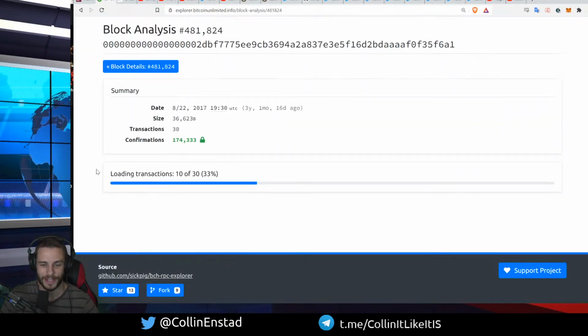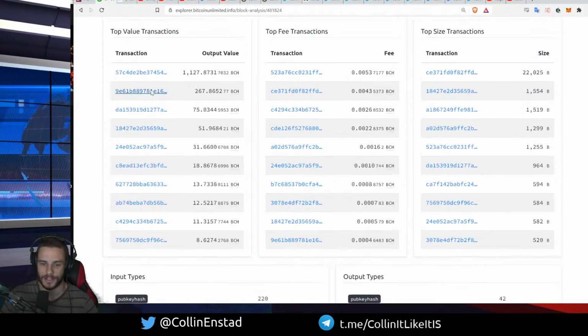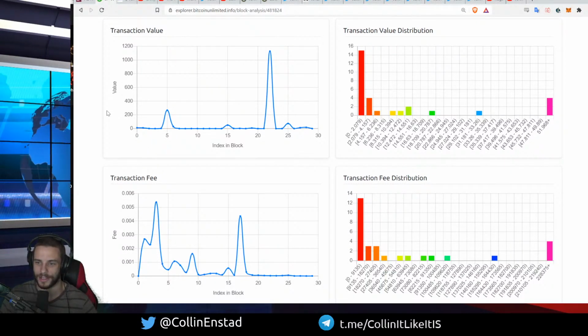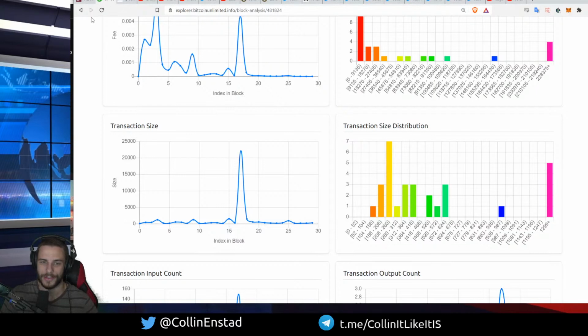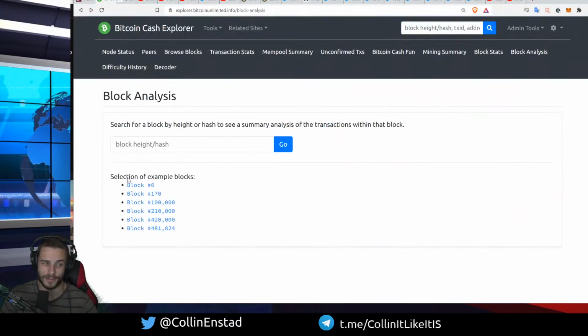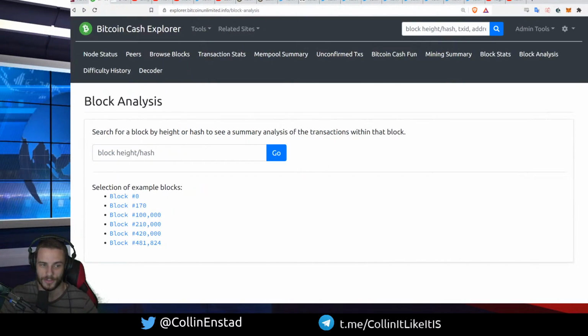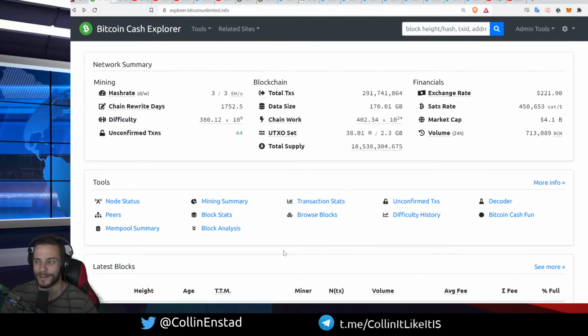Like they can do a block analysis. It's just a random block. It says top value transaction, and then all these kind of unnecessary graphs, but why not, right? Transaction value distribution, fee distribution, transaction fee, transaction size, all that good stuff. So if you really want to dive into the stats of Bitcoin Cash, this is the way to go. I laughed before because it says selection of example blocks and it has block 420,000. So good one, BU. Absolutely good one.